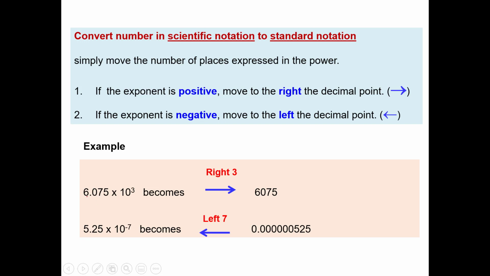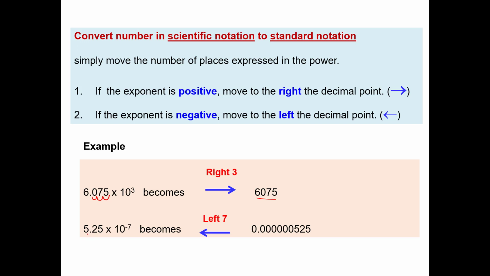In this case, we have 6.075 × 10 to the power 3. To convert this number to standard notation, because the exponent is 3 and positive, we have to move to the right: 1, 2, 3. And this is why we have 6,075. And check, we have 4 significant digits on both sides.